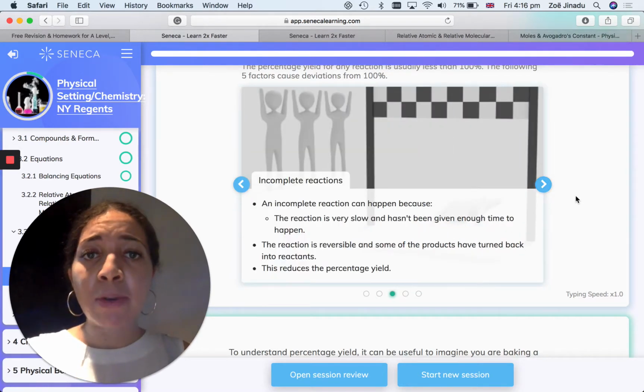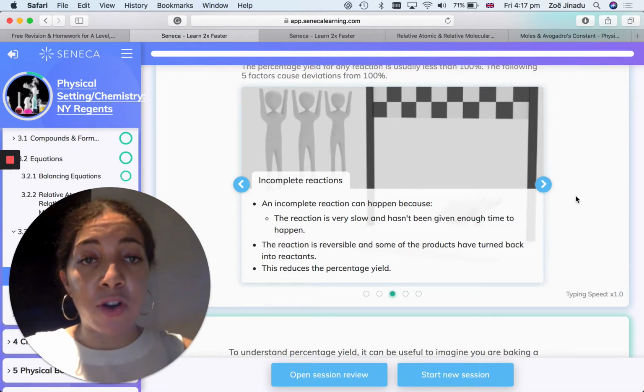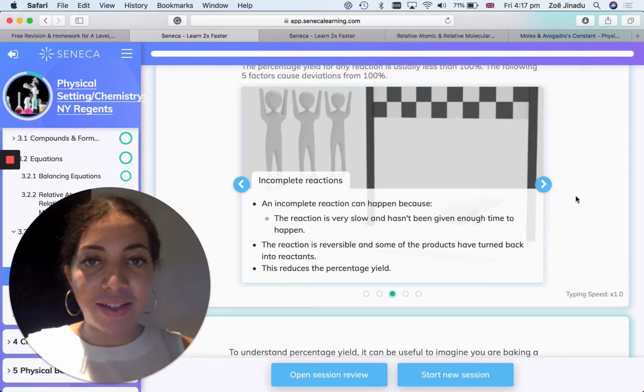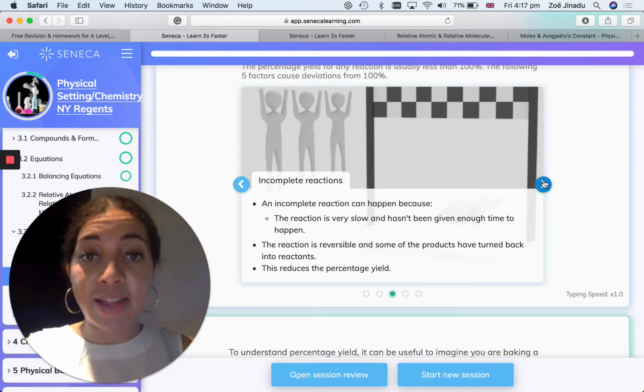An incomplete reaction can happen because the reaction is very slow and hasn't been given enough time to happen, or the reaction is reversible, and some of the products have turned back into the reactants. Therefore, incomplete reactions also reduce the percentage yield.